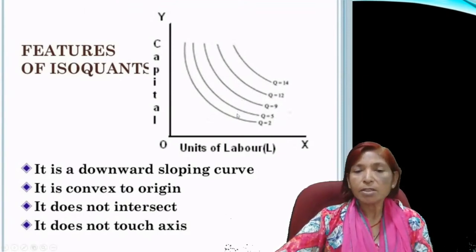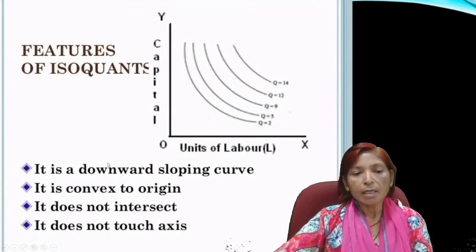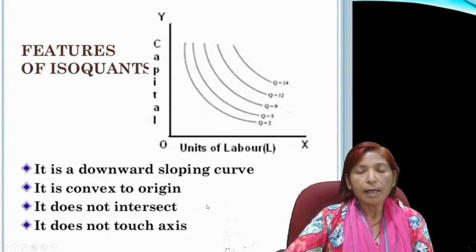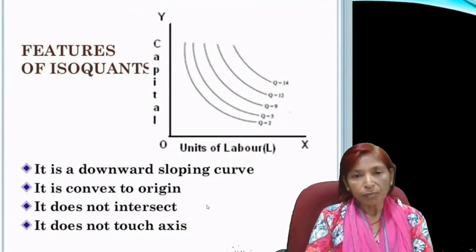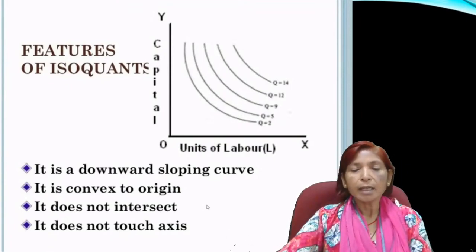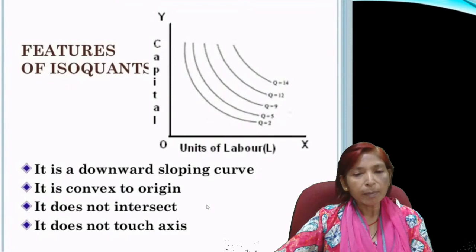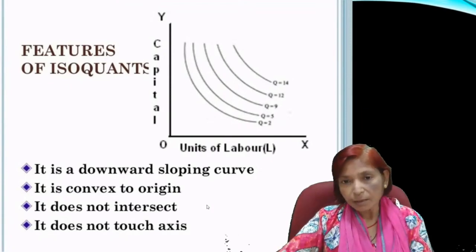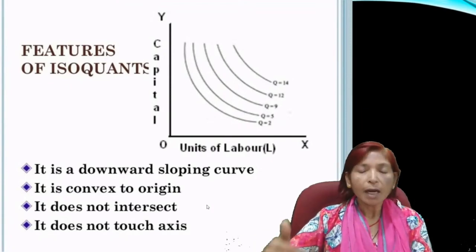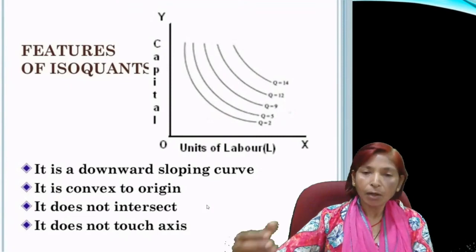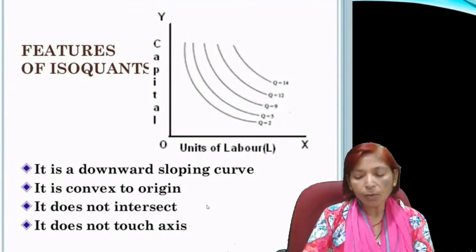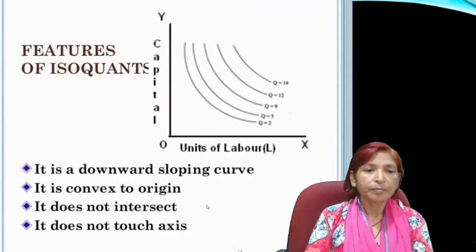So these are the features of the isoquant curve. It is always a downward sloping curve from left to right, convex to the origin, and never touches any axis. Isoquants never intersect each other, though they may run parallel, and there may be more than one. A higher isoquant shows a higher output level, and a lower isoquant curve shows a lower level of output.